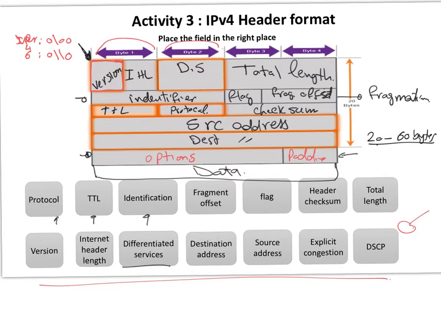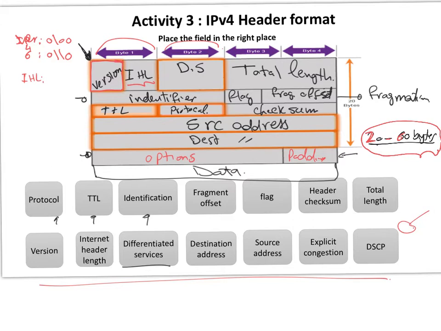Okay. The IHL here is 4 bits only, okay? And it contains the header length. From the name, it's Internet Header Length, so it contains the header length. But the header length, as we said, is from 20 bytes all the way to 60 bytes, because this options field might get up to 40 bytes.